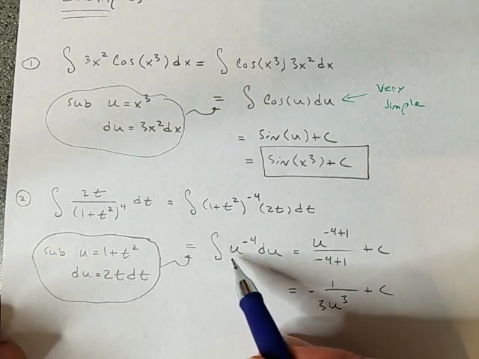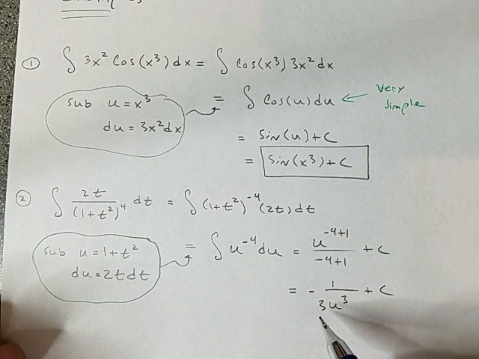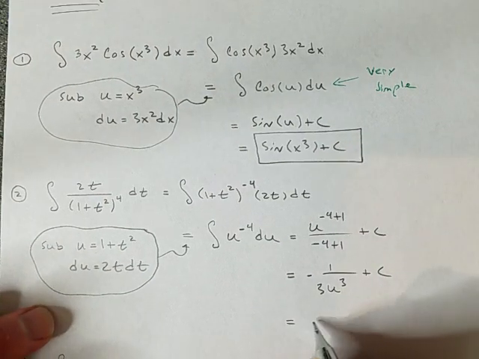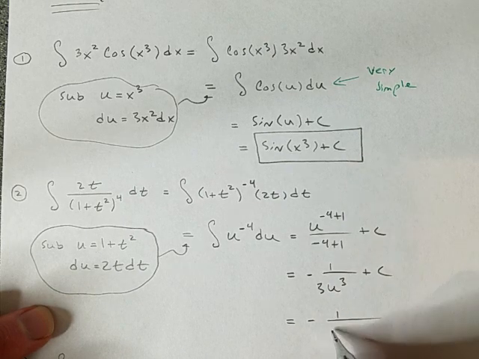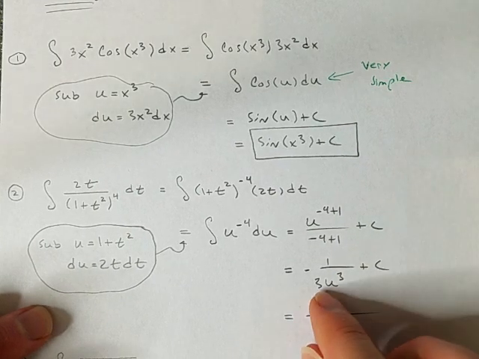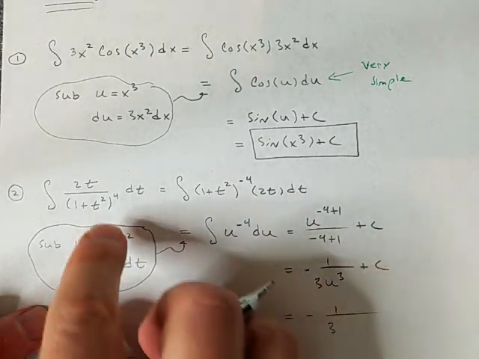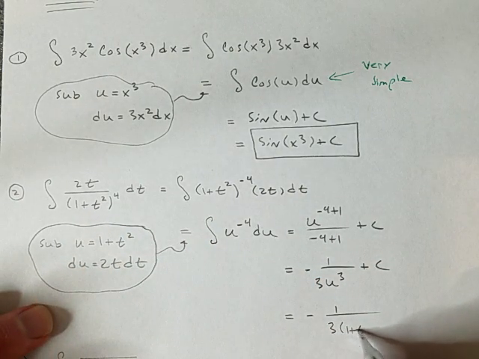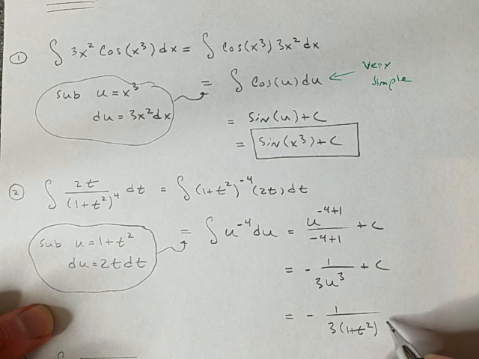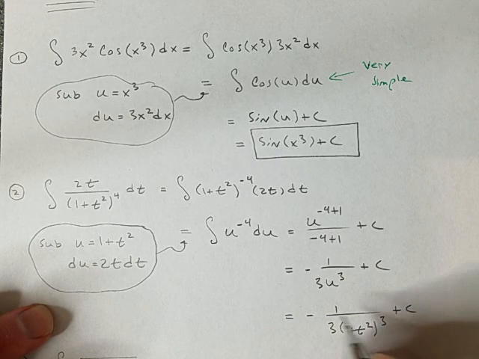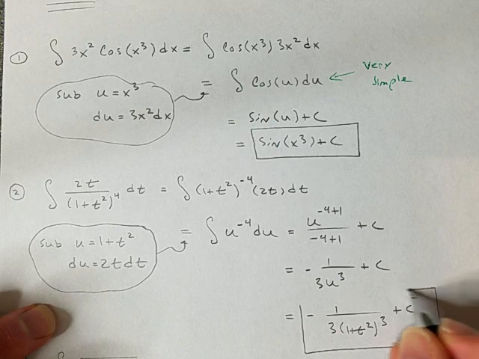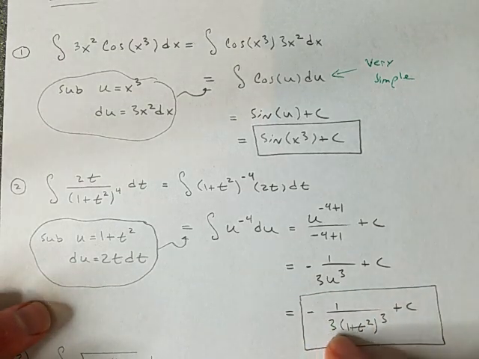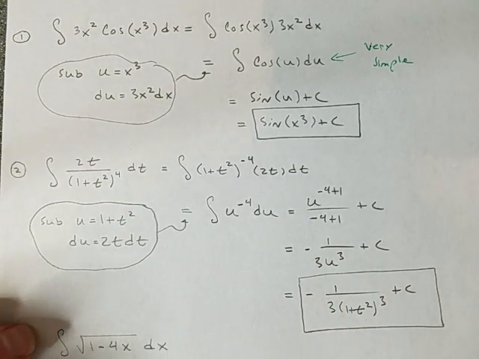So there, I got to this point. The rule takes me the rest of the way. My final answer will be negative 1 over 3. What's u again? Can I put that back in terms of the variable I started with? U is 1 plus t squared. Okay, so like this. Negative 1 over 3 times 1 plus t squared to the 3rd power plus c.